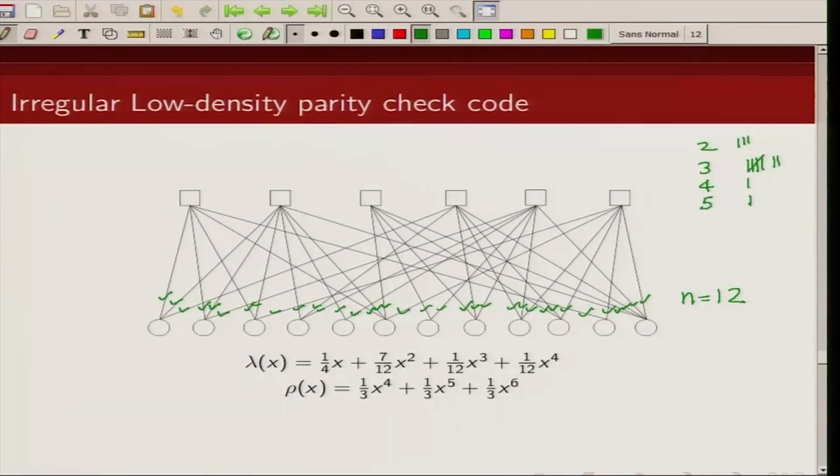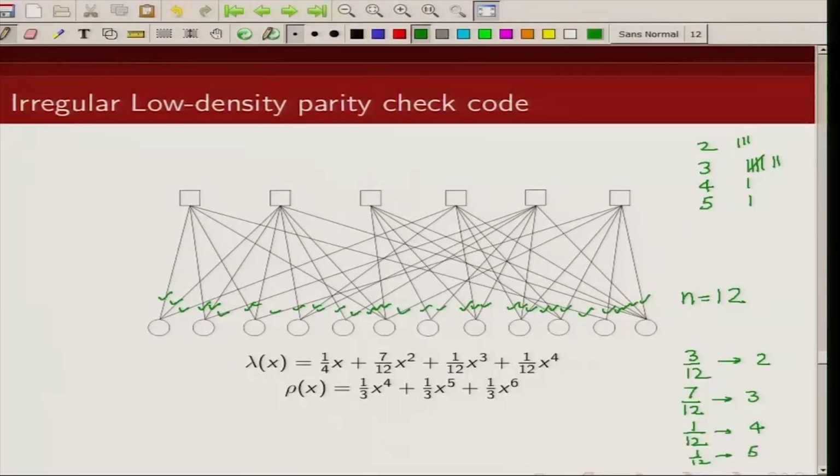Okay. So, then how many nodes are participating in 2 parity check constraints? That is 3. So, what is the fraction? That is 3 by 12. They are participating in 2 parity check constraints. There are 7 of them which are participating in 3 parity check constraints. So, the fraction of them is 7 by 12. Then this is 1 by 12 which participate in 4, and then 1 by 12 which participate in 5.